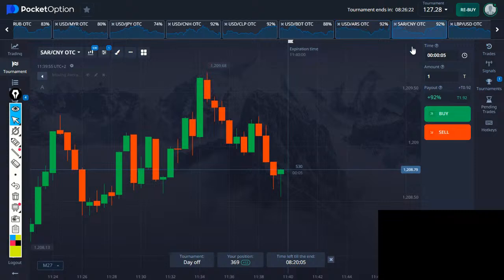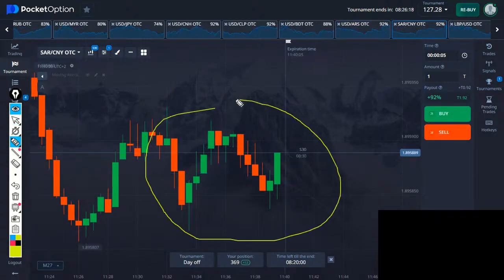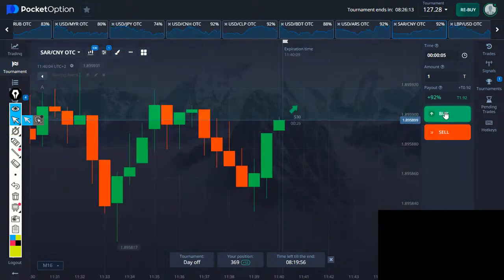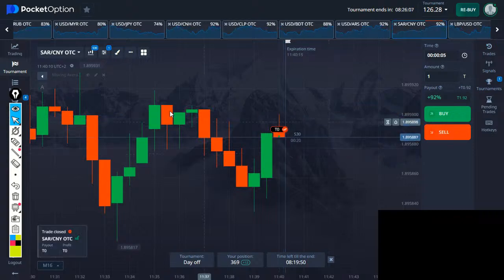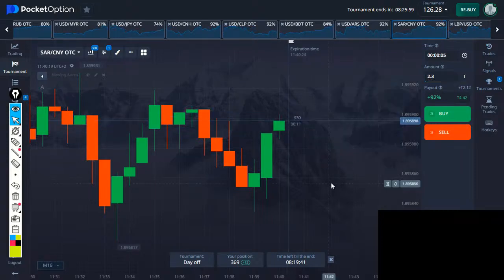I'll change pair. Let me go for something else. This is highly dangerous. Lots of wicks. However, I don't care. I will trade the strategy. 25. We have a green. We go for a buy. Avoid when you see a pair that has so many wicks up and down. Avoid it. 2.3 since we lost the first.